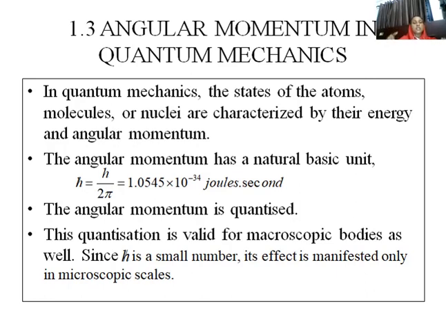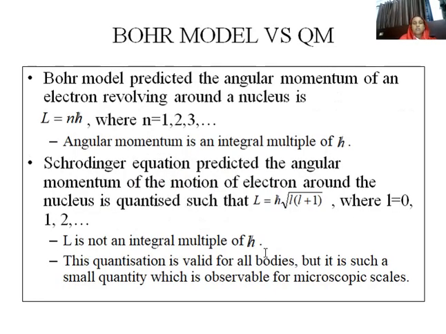Angular momentum has a natural basic unit. It is h cross, that is 1.0545 into 10 raised to minus 34 joule second. And this angular momentum is quantized also. This quantization is valid for macroscopic bodies as well. But h cross is a small number, so its effect is manifested only on microscopic scales. All these things you know very well, but just for remembering, we will discuss them.